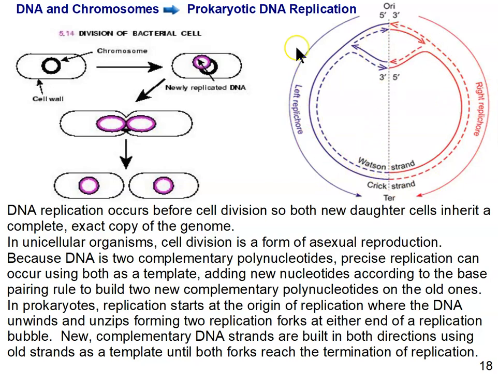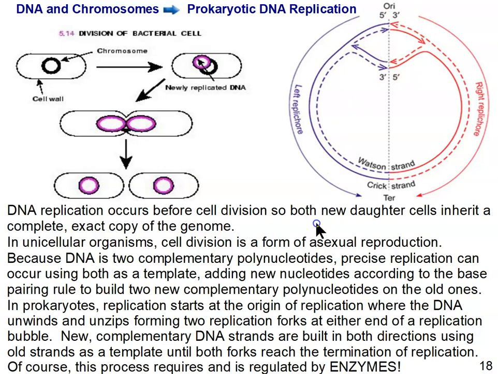And because it's a circular chromosome, replication proceeds in both directions until the replication forks, as we call them, meet at the termination of replication. And this is referred to as a replication bubble. But all of this is regulated by enzymes. So how does this all happen? How does the DNA unwind and unzip? How do new nucleotides get added to the old strands of the DNA? It's all enzymes. Those protein molecules that I've told you before pretty much run the show in living things.